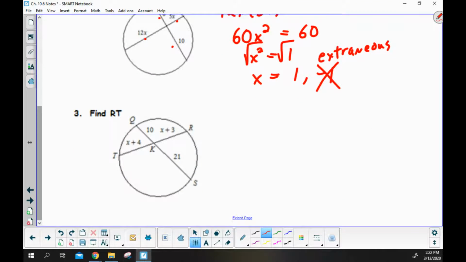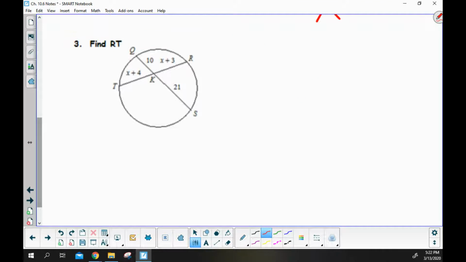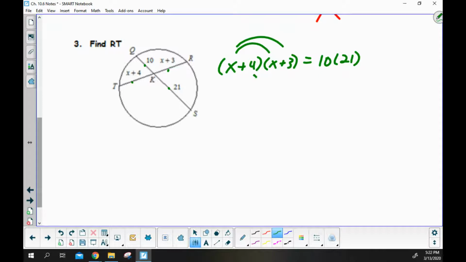All right, let's look at the bottom one here. A lot more going on here. All right, my first segment, I have x plus 4 times x plus 3. Now we're starting to see a lot of our algebra skills come back. And 10 and 21, 10 times 21. So it's going to be a little bit of work for us, okay? So we need to FOIL or multiply out two binomials here. So we get x squared plus 3x plus 4x plus 12. First, outer, inner, last equals 210.